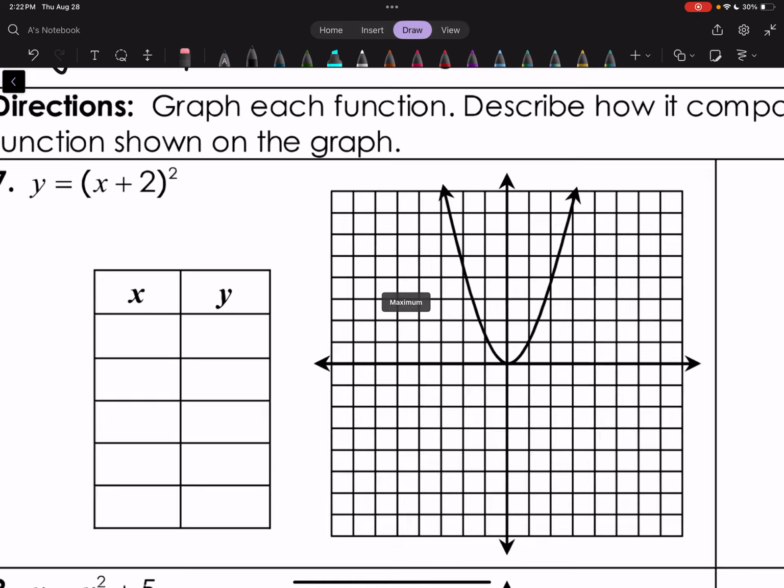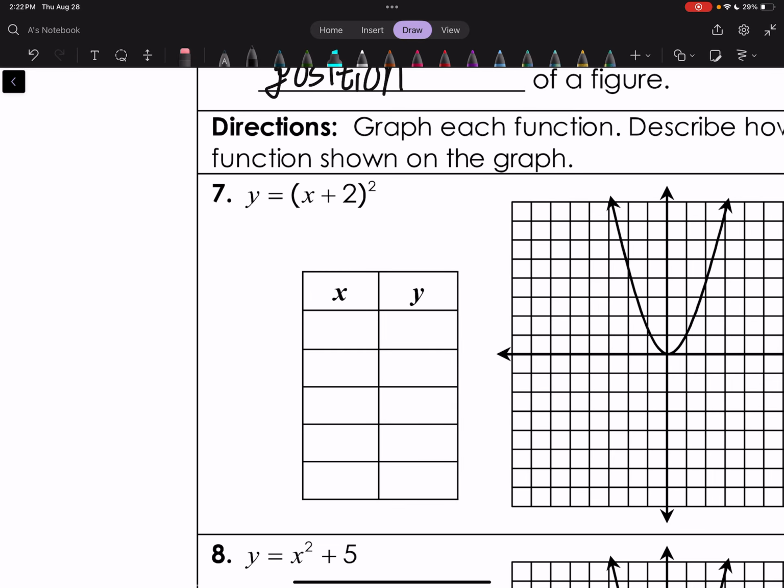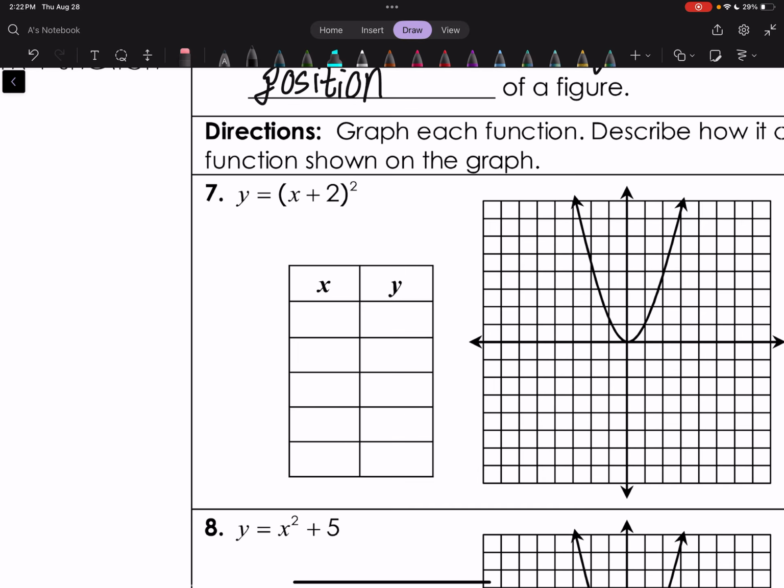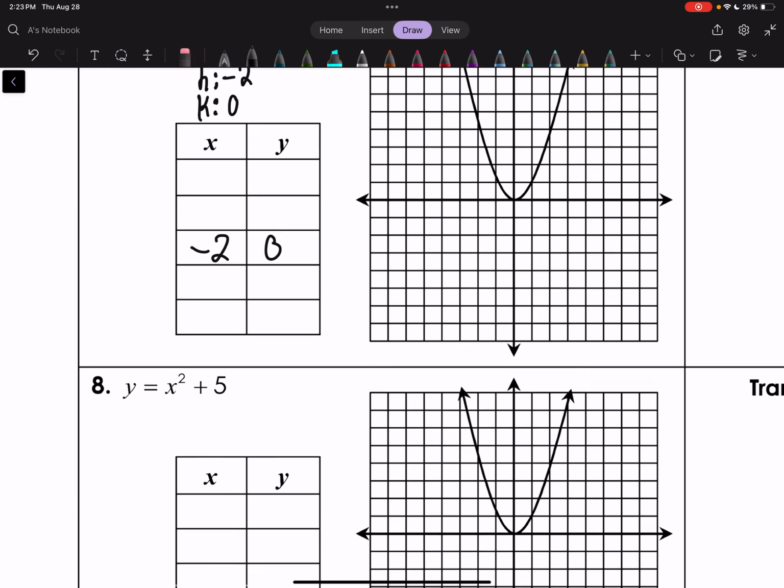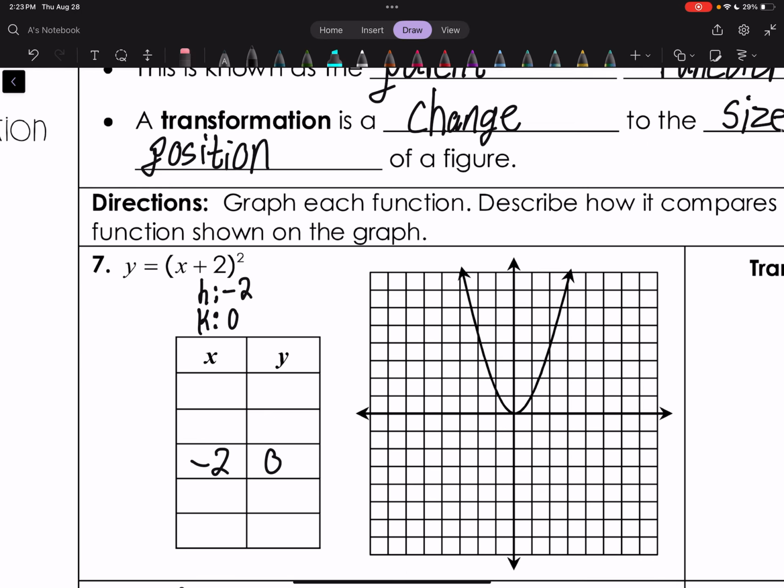So, for example, if I have 7, y is equal to (x + 2) squared, well, I'm going to flip the sign for my h value, -2. There is no plus or minus at the end, so k is equal to 0. -2, 0 is my vertex. Now on the graphs, you notice there is already a picture drawn. That is your parent function, so you can see how the transformation changed it.